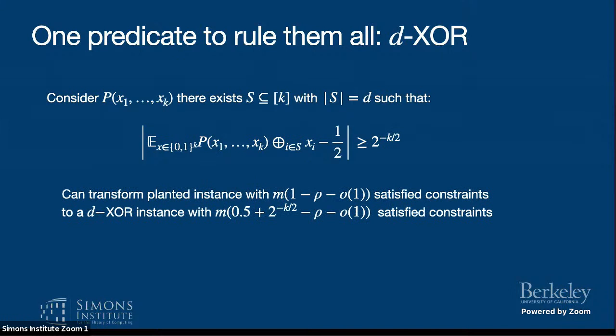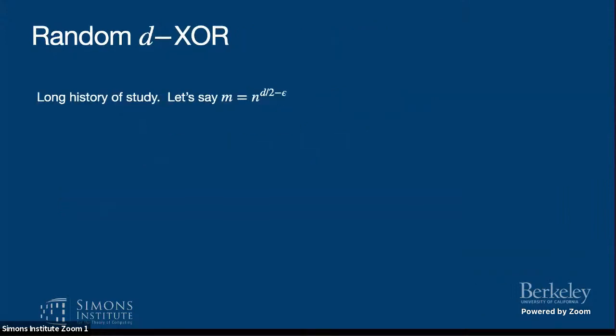And the point of this is that once you have this, no matter what CSP you start with, you can transform the planted instance, where there is a 1 minus rho fraction of satisfied constraints, into a DXR instance, which has about 0.5 plus 2 to the minus k over 2 satisfied constraints. Therefore, if you could do a strong, very powerful refutation for DXR, it will let you do a weak refutation for P. Any questions? Okay, so DXR is a really nice starting predicate for our journey of exploring how to build PRGs from CSPs.